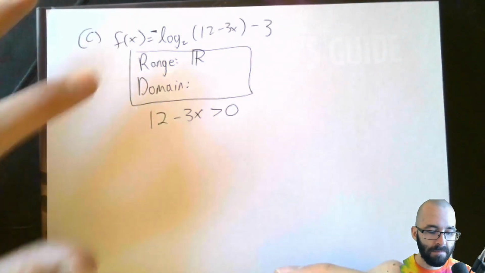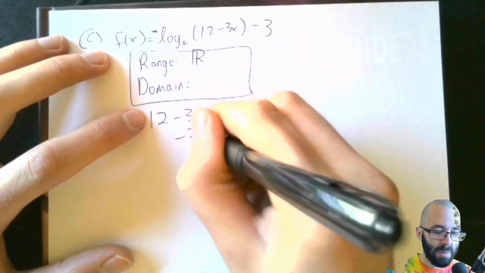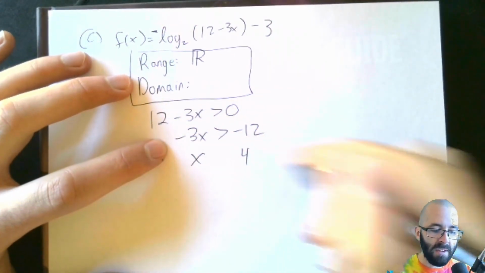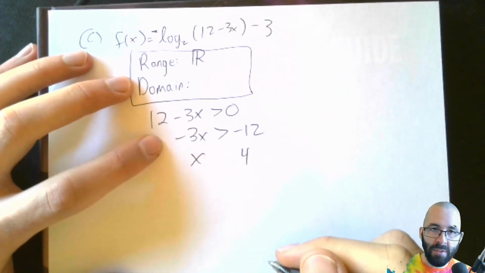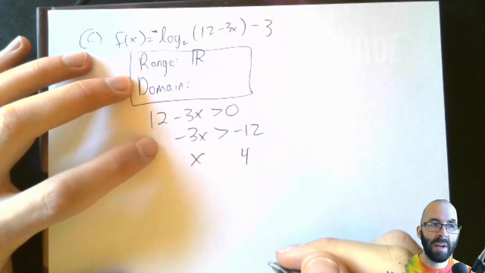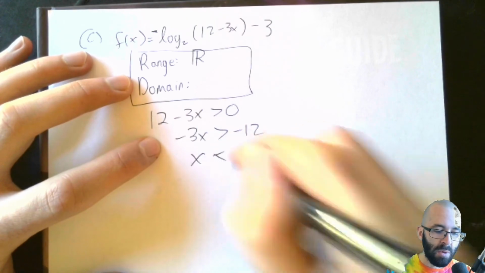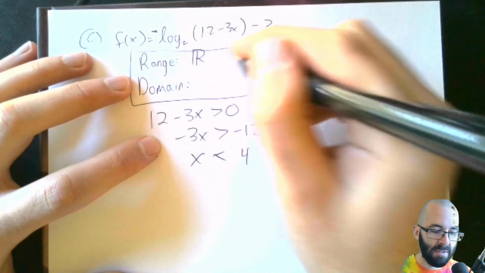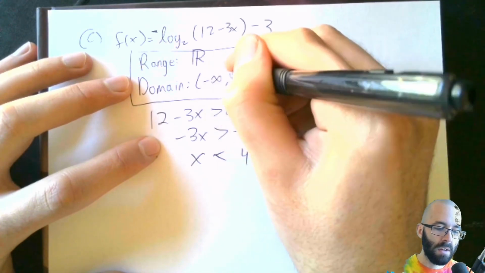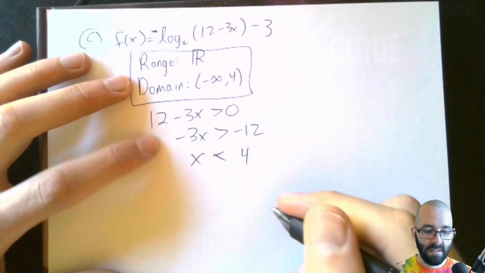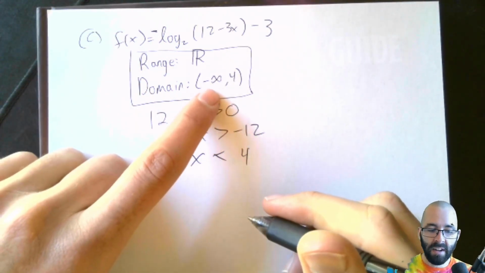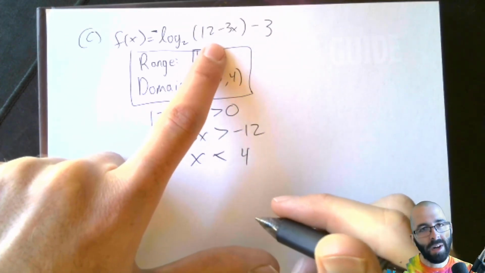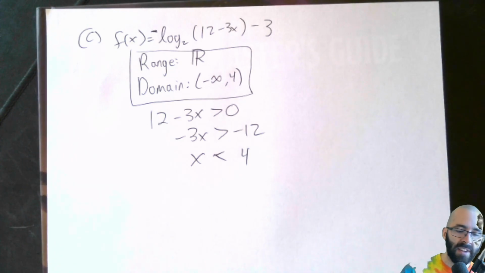Okay. So subtract 12 from both sides. Divide both sides by -3. Remember, whenever you multiply or divide by a negative, the inequality switches directions. We're going to x is less than 4. In this case, we can actually plug in negative numbers, because when we plug in a negative number, it'll become positive. All right, and that's domain and range.